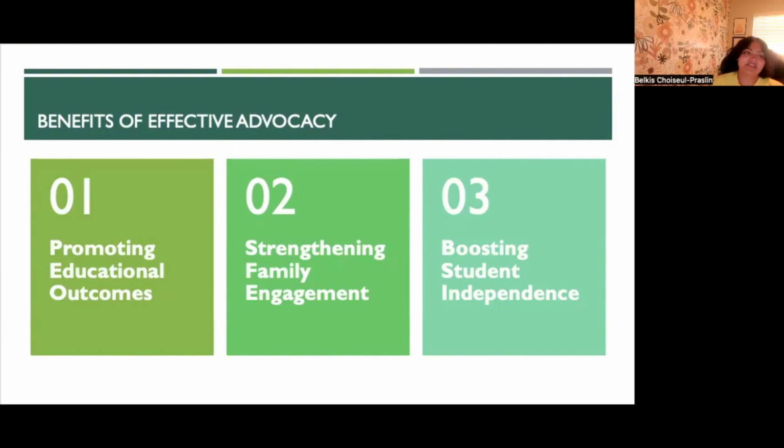Next, we have boosting student independence as a benefit of effective advocacy from our end, the professional side.